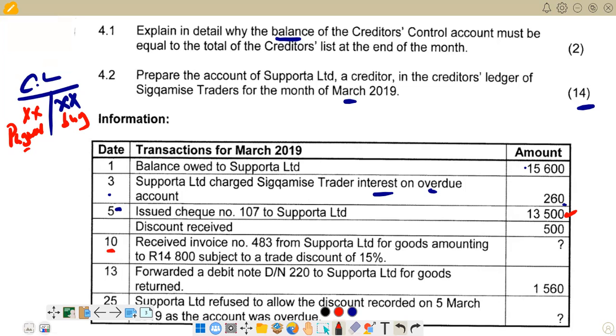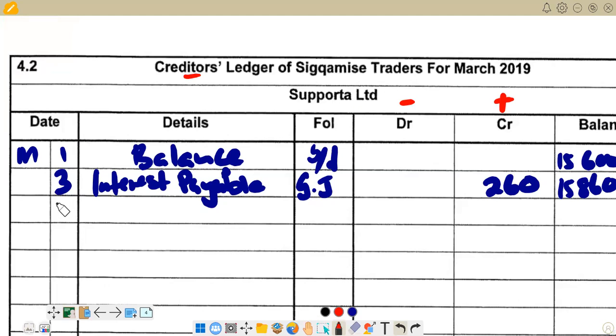On the journal, this is a payment that we are making, a payment by check number 107. So we are taking the information from the cash payments journal. The same applies to the discount received. We take the information also from the cash payments journal in our folio column. So we summarize the date, the 5th, and here it is check number 107. The information is coming from the cash payments journal, and it is 13,500.